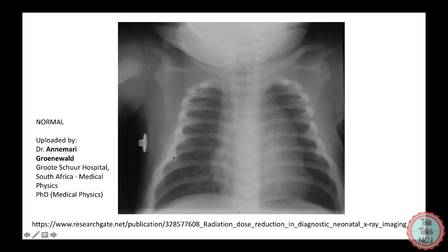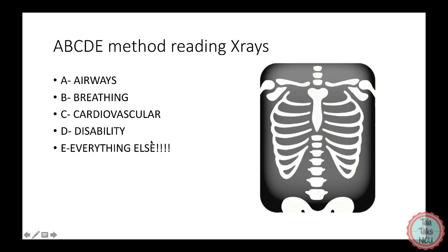All right, let's get to the meat of the lecture, why you're probably here, and how do we actually read X-rays? Obviously, we need to start by learning what normal chest X-rays look like. Well, there are many different methods people use to look through chest X-rays, but one that's used a lot in training is the ABCDE method, and this is what each of the letters stand for. A for airways, B for breathing, C for cardiovascular, D for disability, and E for everything else.